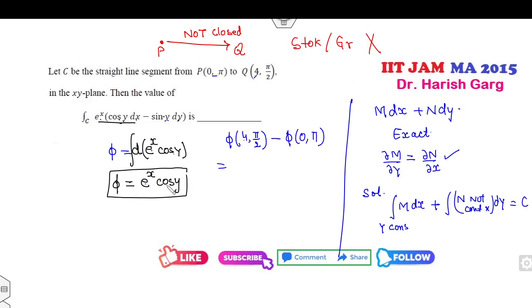What is the value? Cos pi by 2 is 0, e to the power 0 is 1, cos 1. So the right answer is 1.